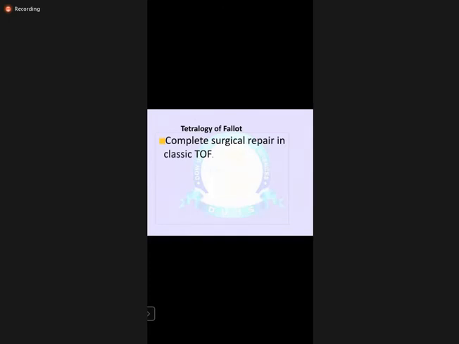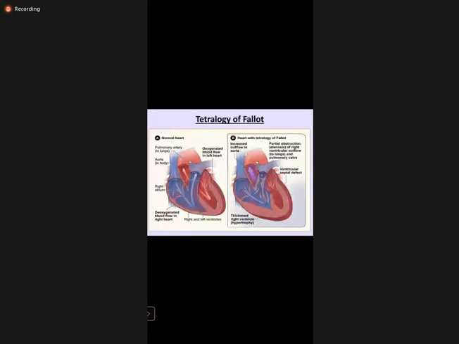In the treatment of tetralogy of Fallot or TOF, we do the complete surgical repair or complete surgical correction of the TOF. What we do is close the VSD and excise the major portion of the excessive muscle of the subpulmonary stenosis, and with time the right ventricular hypertrophy will regress. So this is how we correct these pathologies.